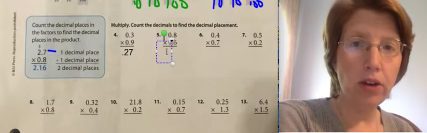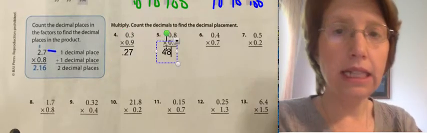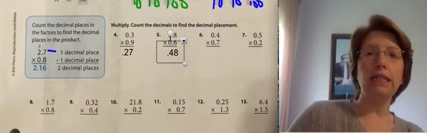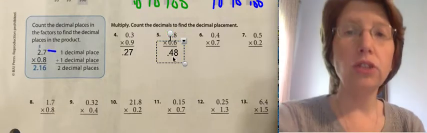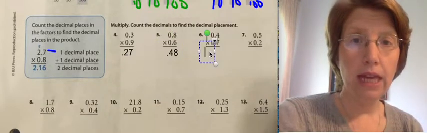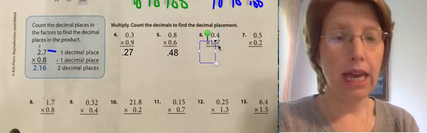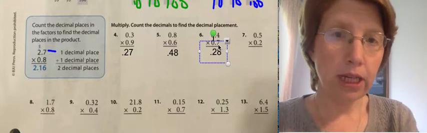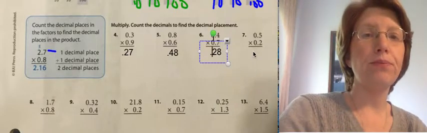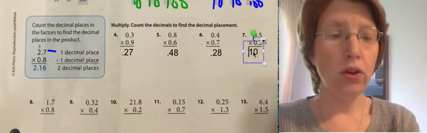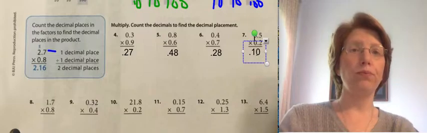Okay, so what about here? 6 times 8 is 48. The 8 is behind the decimal, and so is the 6. That means that I need 2 numbers behind a decimal, and so my answer is going to be 48 hundredths. Okay, 7 times 4 is 28. 2 numbers are behind a decimal, so I'm going to come up here and put my decimal right there. 2 times 5 is 10, and both numbers should be behind a decimal.